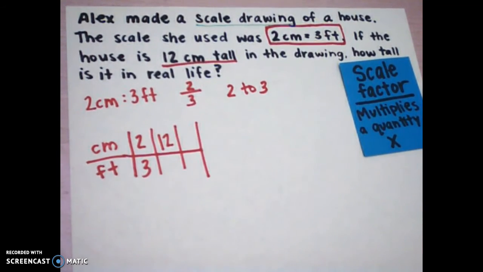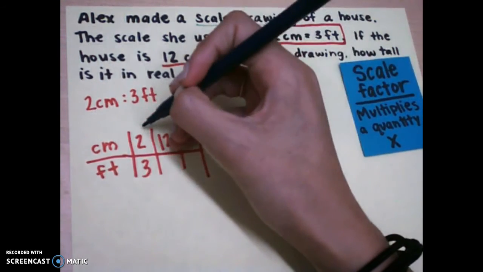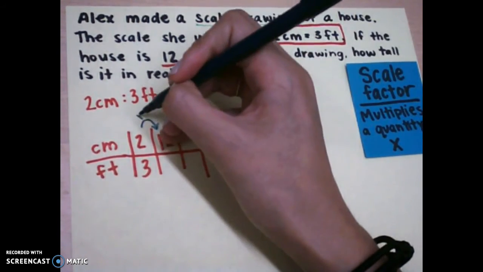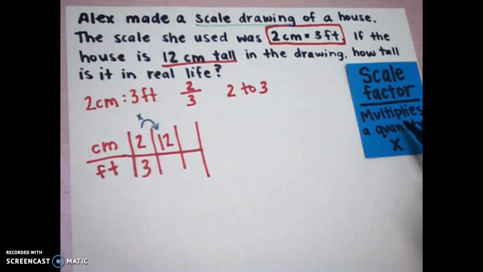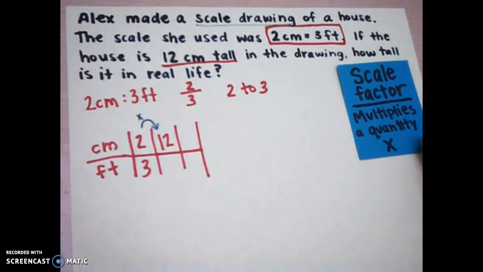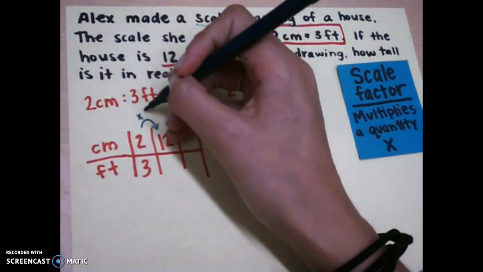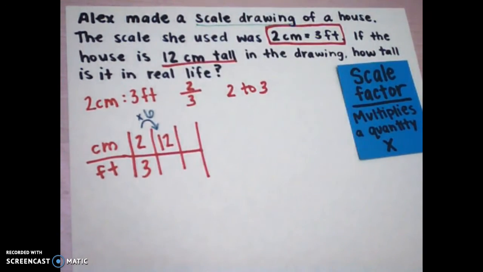Well, let's think about this. Remember that ratios always have to do with multiplication and division. So I want to figure out, is there something that I can multiply 2 by to get 12? Because my scale factor, I'm multiplying a quantity or an amount, right? So 2 times what will give me 12? Well, 2 times 6 will give me 12.